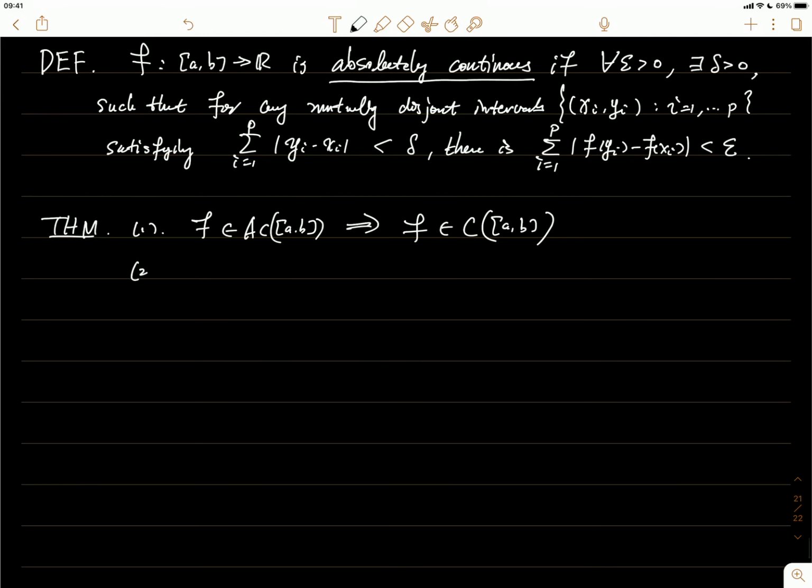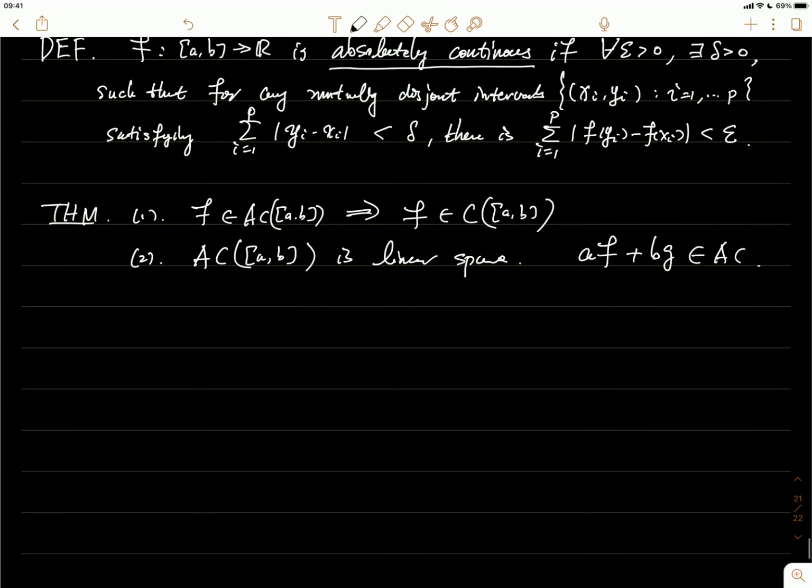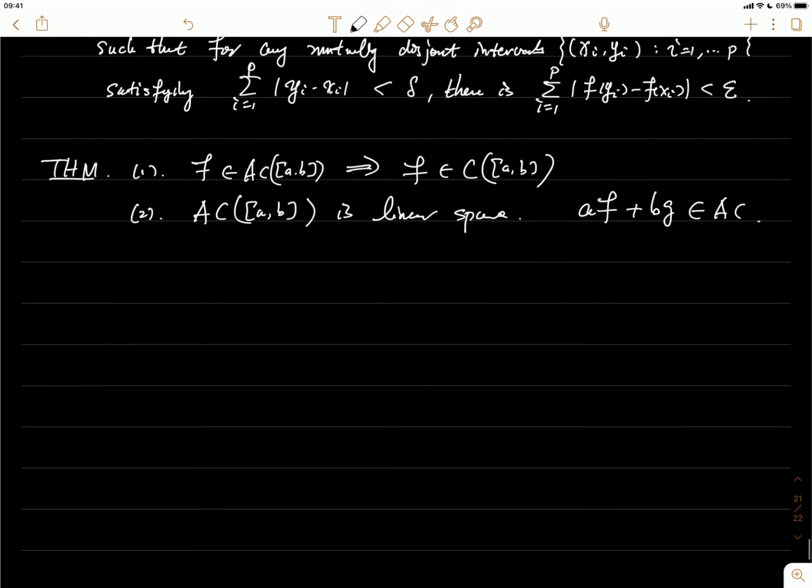The second one is that the set of absolutely continuous functions over the interval is a linear space. And to show that, we just need to show that for any constants a and b, and for any functions f and g that are absolutely continuous, a f plus b g is also in AC. Okay, and that's pretty easy to show. Just use the triangle inequality. So I will not prove this one.